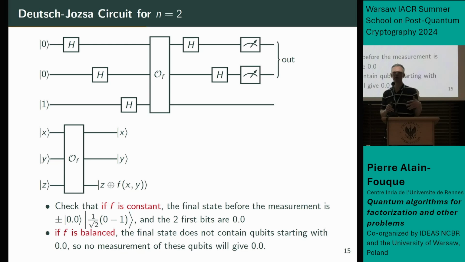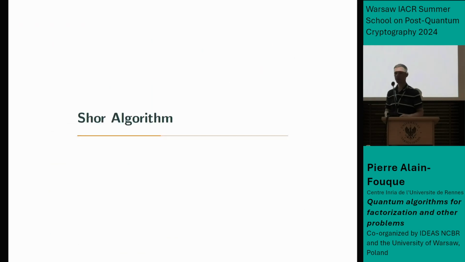It cannot work if you have as an input any function on 3 qubits, for instance, the majority function, which is not balanced or constant. Okay? So this is a little bit boring to look at all the computation, but I think it's a good exercise to practice quantum computing. Okay. So now let's move on to Shor's algorithm.